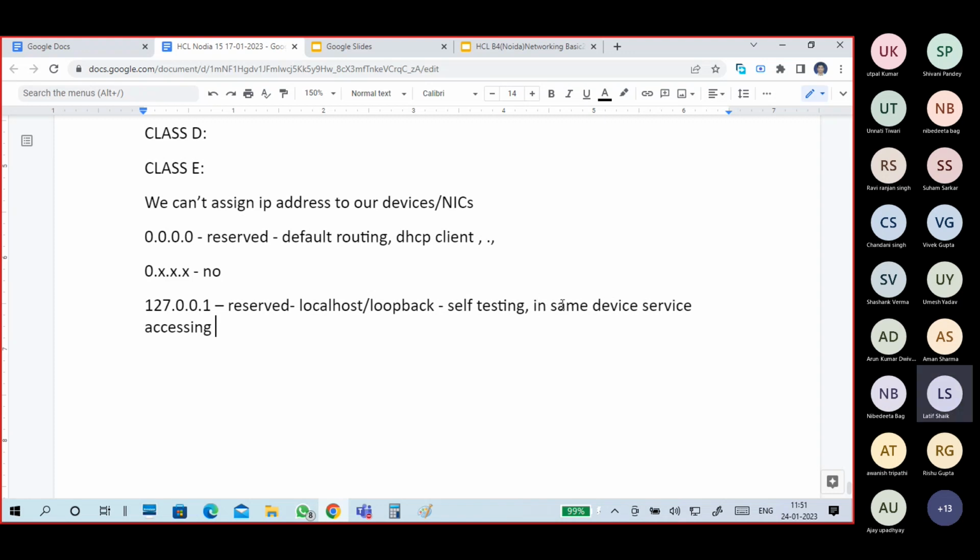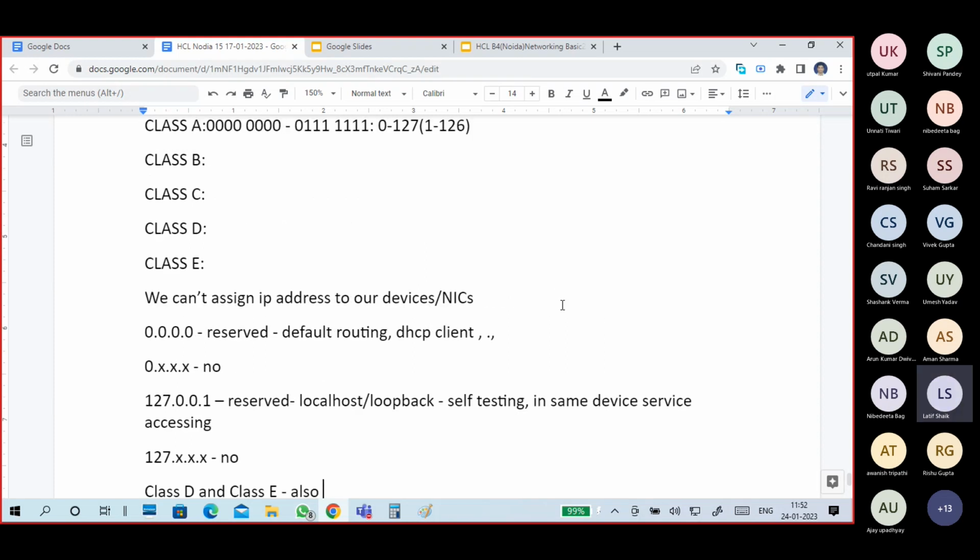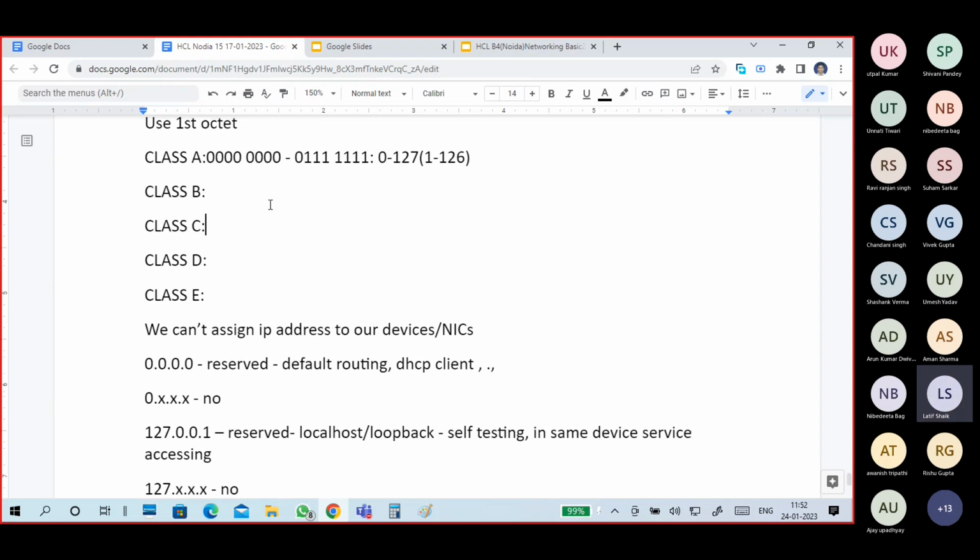In the same device. Okay. And also, this entire 127 series we don't use. Next important: we don't use class D and class E also. We can't assign class D, class E addresses. Okay, I will write here.